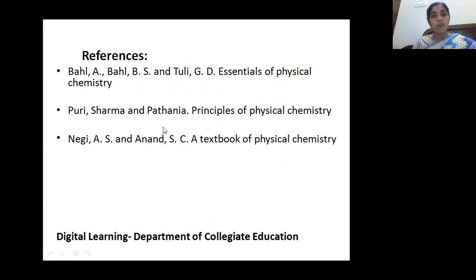The references I have used are Bahl and Tuli, Essentials of Physical Chemistry; Principles of Physical Chemistry by Puri, Sharma and Pathania; and also A Textbook of Physical Chemistry by Negi and Anand. You can refer to any physical chemistry textbooks which give information about stoichiometry and also the equivalent mass of different compounds, which we discussed in this session.